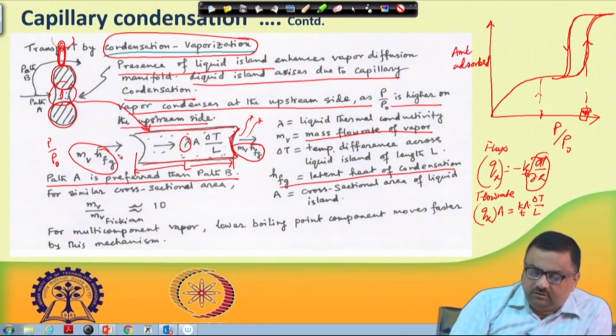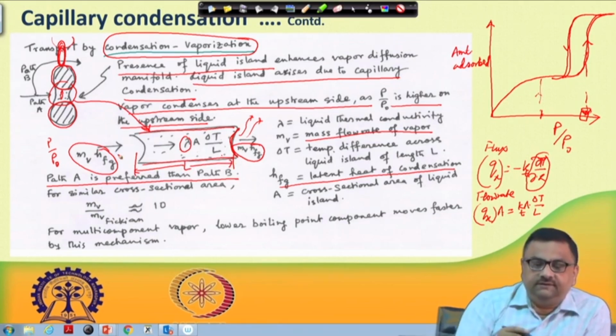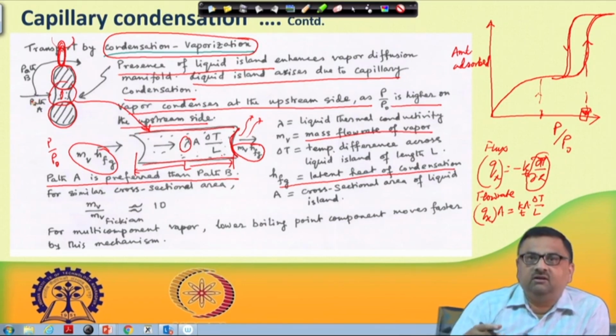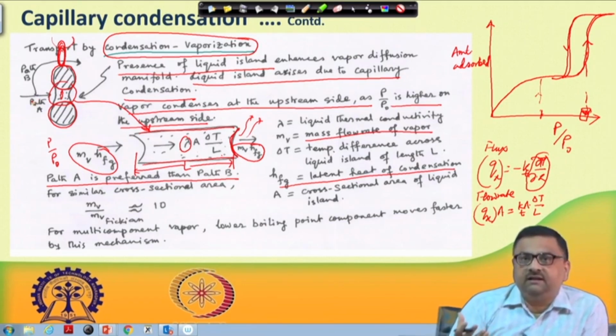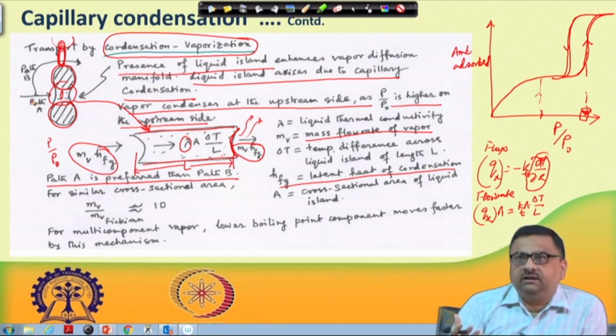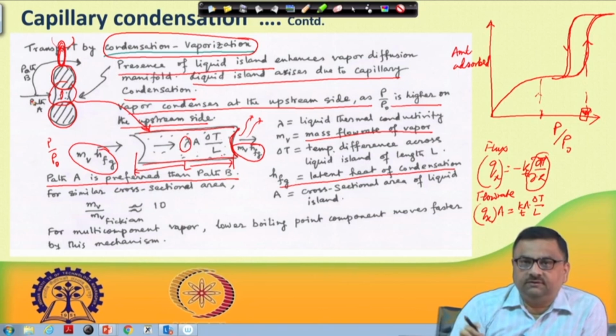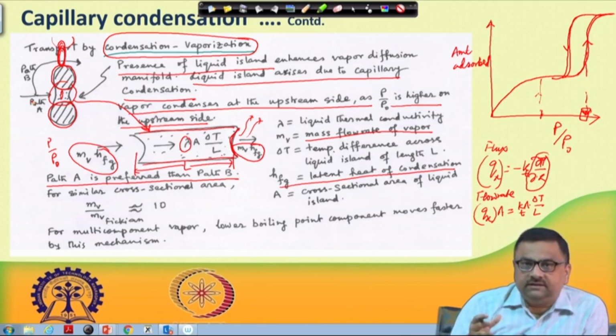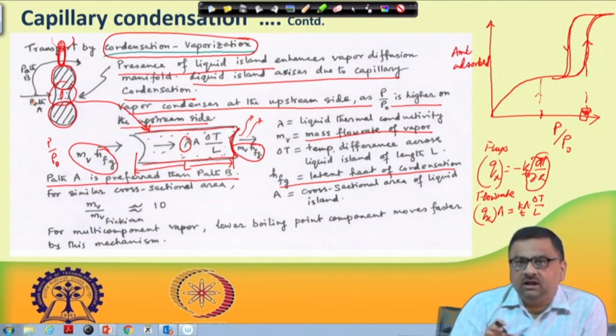Now, for multi-component vapor, that means the vapor consists of different components, so you can have a mixture. Let us say we are talking about methane, ethane, propane, butane, a mixture flowing through a porous medium. So it is a gas mixture, a vapor mixture. If I pick up a sample, it has all the molecules put together and they will travel through this porous medium.